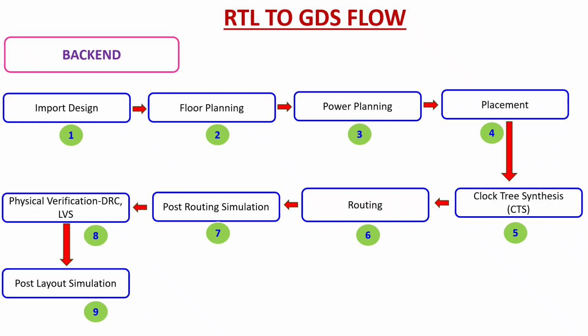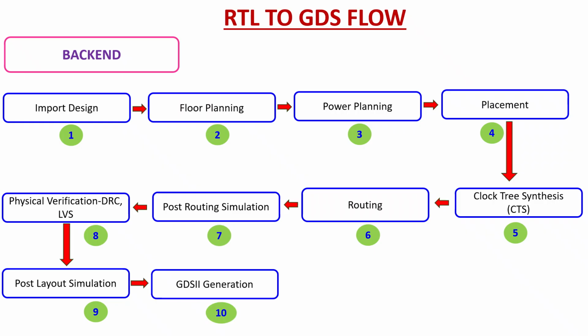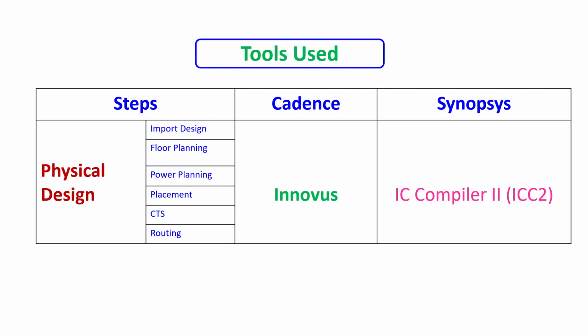Next is post layout simulation. In this post layout simulation, the final verification is done with extracted parasitic effects to ensure the chip works correctly in the real silicon condition. The final one is GDS2 generation. The final verified layout is exported as a GDS file where it is sent to the foundry for the fabrication, that is tape out.